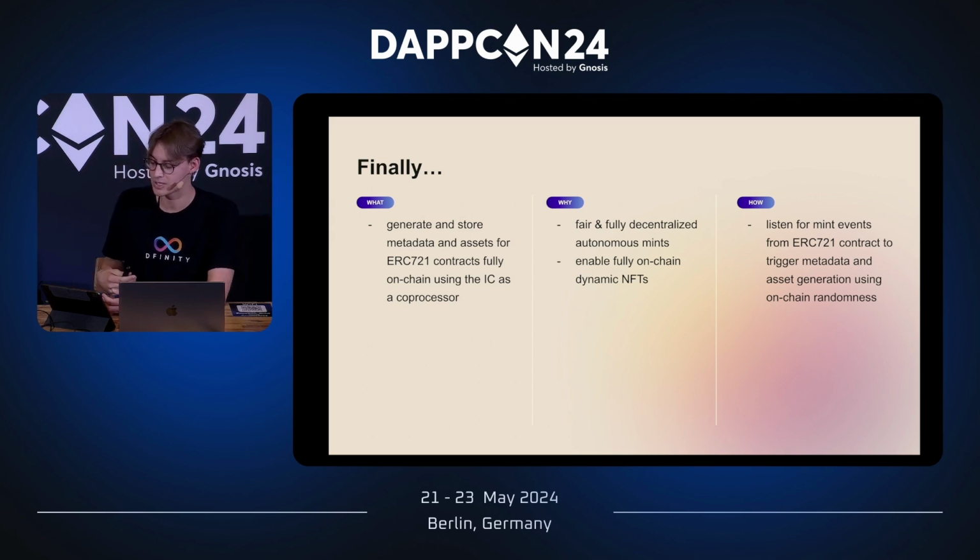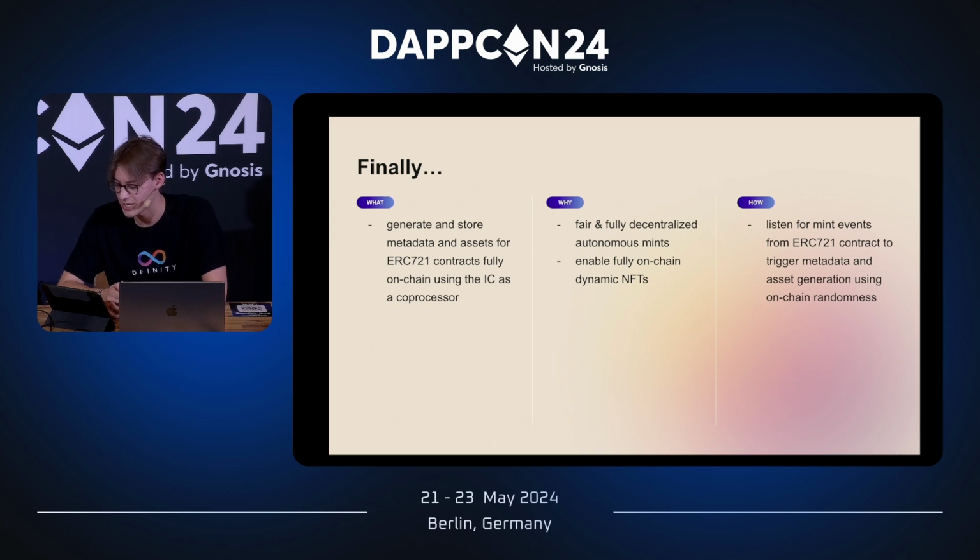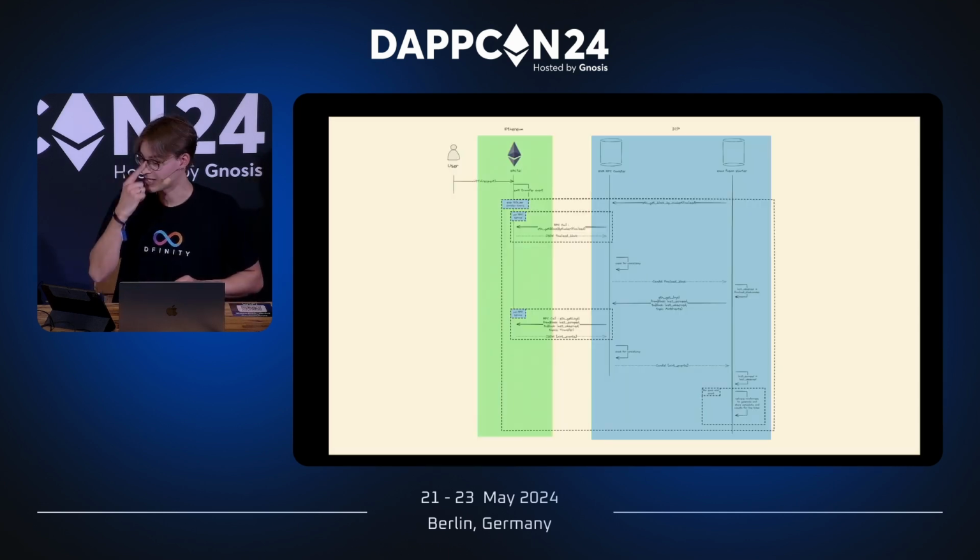So what we want to do is we want to enable fair and fully decentralized autonomous mints, and we also want to enable fully on-chain dynamic NFTs. And how are we doing that? We are going to start from the Chain Fusion starter template to then, on top of that, build a co-processing canister that listens for mint events from an ERC-721 contract. And upon seeing such a mint event, that triggers the metadata and asset generation using the on-chain randomness provided by the IC. And this is the last slide.